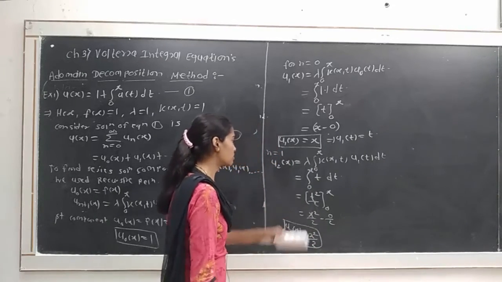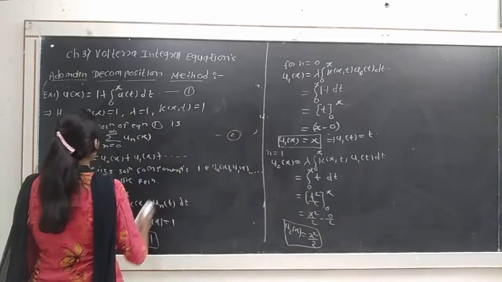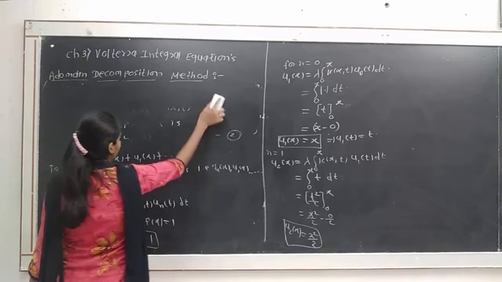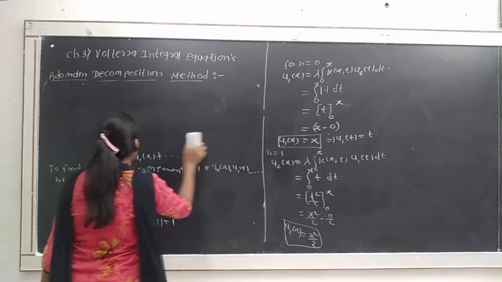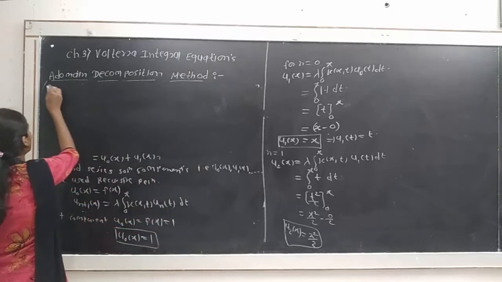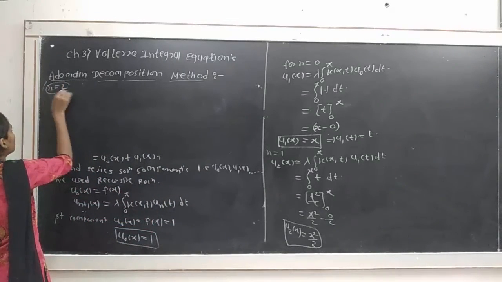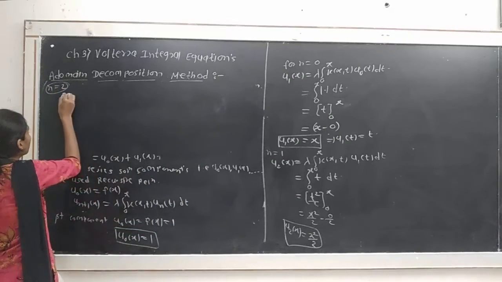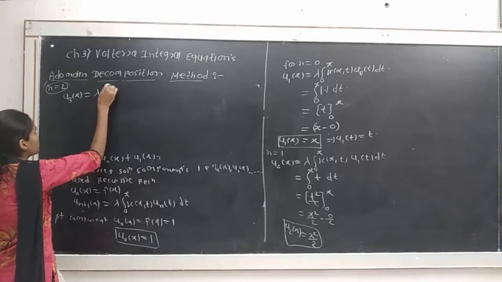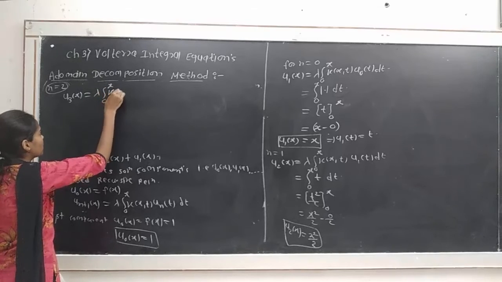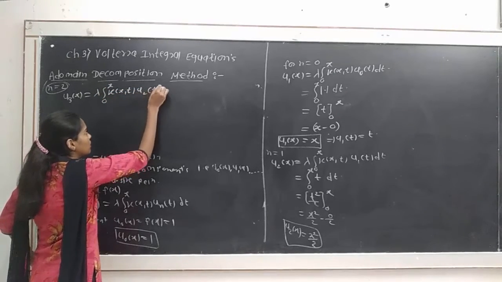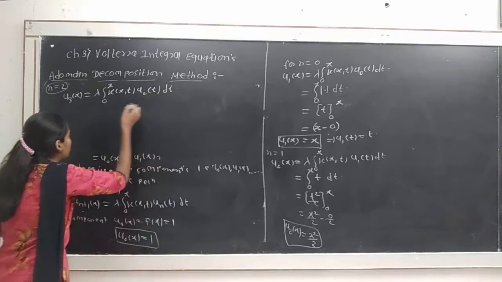Okay, so in this way, if we find the next components, we get all the other components. Similarly, to find the next component we put n is equal to 2. So for n is equal to 2, we get u3x. u3x is equal to lambda integration from 0 to x k of x t into u2 of t dt. Okay, so we put in the values again.